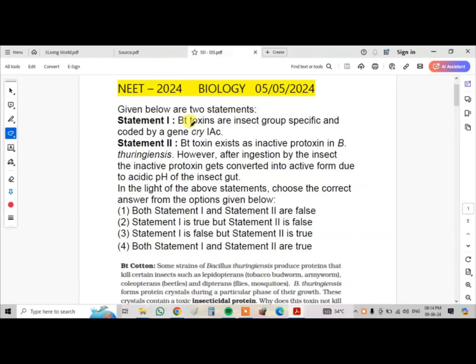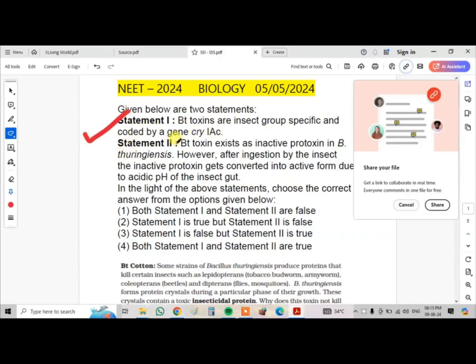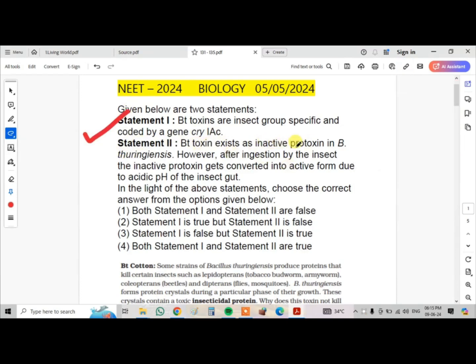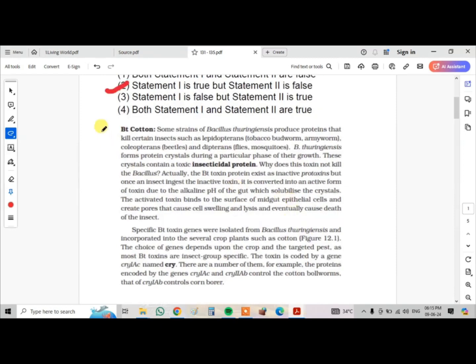BT stands for Bacillus thuringiensis. BT toxins are insect group specific and coded by gene cry IAC. It's correct. BT toxin exists as inactive protoxins in B. thuringiensis. However, after ingestion by the insect, the inactive protoxin gets converted into active form due to the acidic pH of insect gut. Sorry, it's not acidic, it is alkaline. So option 2 is wrong. Option 1 is true, option 2 is false. You can see the NCERT topic here from the chapter Biotechnology and Its Applications.